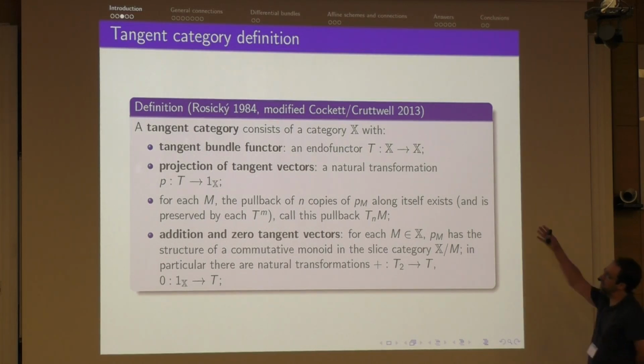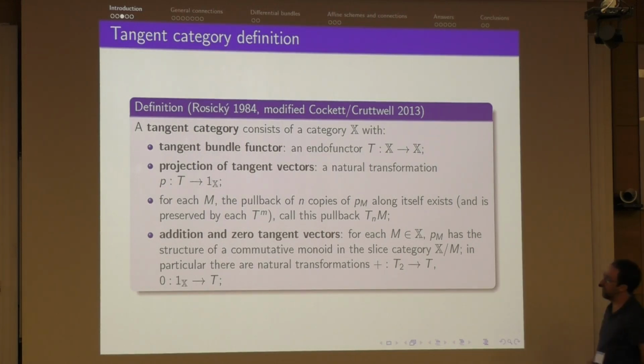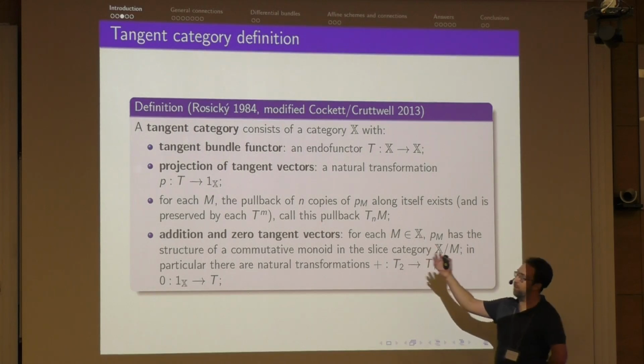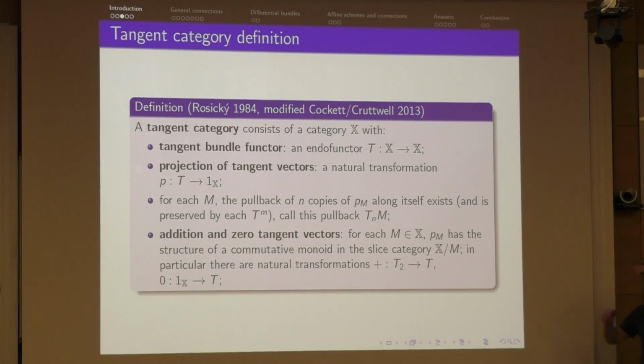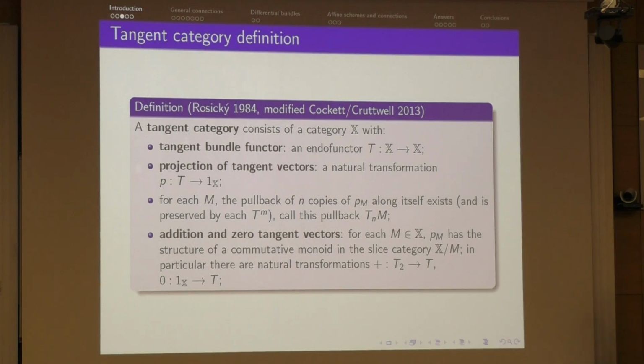So the first bit to mention: you've got some category with an endofunctor on it, we'll call T, which we think of as the tangent bundle of some object. Now one natural transformation you have is a projection map from the tangent bundle back down to the identity, so that's picking out the point at which each tangent vector is attached. In general, we can't assume that our categories have all limits, because the category of smooth manifolds, which we want to be an example, doesn't. So we have to ask certain limits to exist. We have to ask that the pullback of n copies of the projection itself exists.